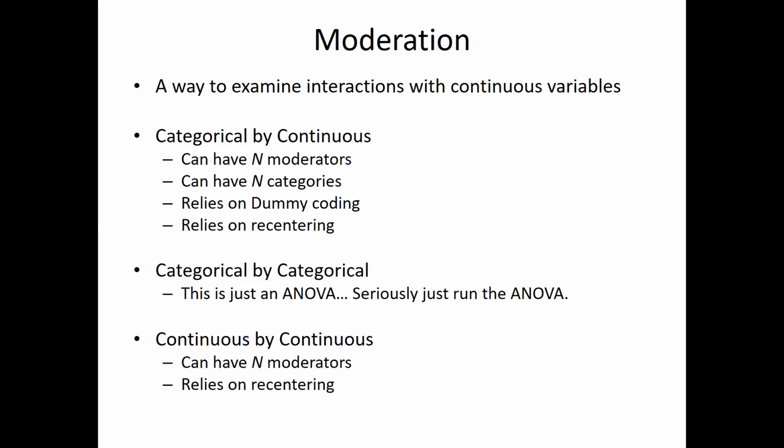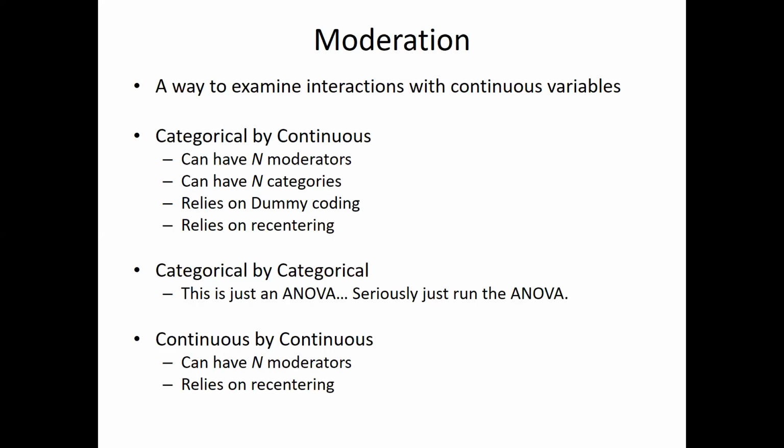There's technically another type of moderation known as categorical by categorical. I can't stress this enough. This is just an ANOVA. Technically speaking, anytime you run an ANOVA, you're doing a categorical by categorical moderation design. Don't do it with regression to moderation. Seriously, just run the ANOVA. No reviewer is going to be impressed by your ability to run an ANOVA using a regression. Honestly, it's just going to confuse them, then they're going to get angry. And anytime you have an angry reviewer, it's never good. So if you have a categorical by categorical design, just run the ANOVA. Yes, you're technically doing categorical by categorical moderation, but do the ANOVA.